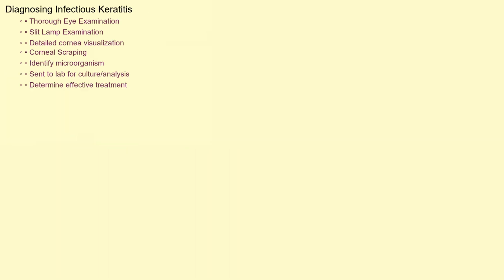Diagnosing infectious keratitis involves a thorough eye examination. Your doctor will examine your cornea using a slit lamp, a special microscope that allows for detailed visualization. They may also take a corneal scraping to identify the specific microorganism causing the infection. This scraping is sent to a lab for culture and analysis, which helps determine the most effective treatment.